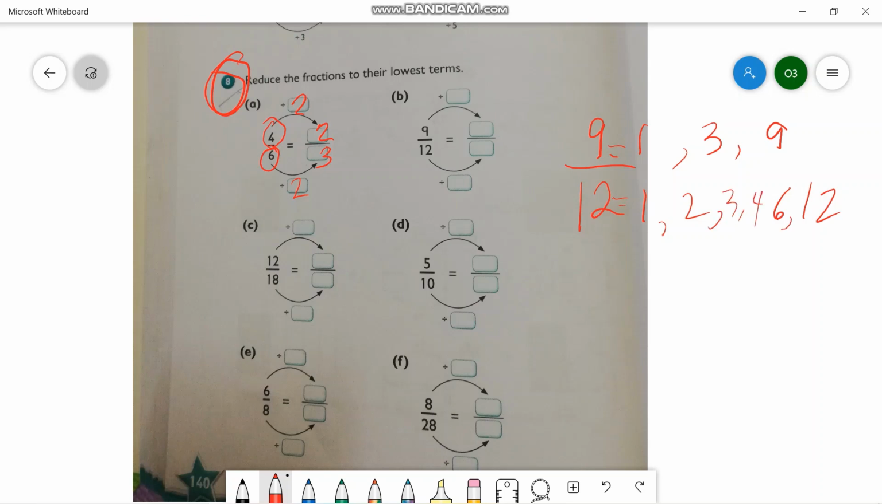Again, let me remind you that when you're writing down the factors, it should be in ascending order, from smallest to greatest. So which one is the common factor here? We have 3. So 9 divided by 3 is 3, and 12 divided by 3 is 4.